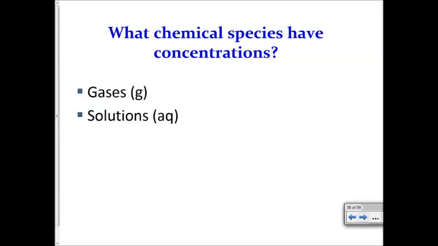Now, the chemical species that have concentrations are going to be gases and solutions. So there has to be a certain amount of particles in a given volume. So we're going to talk about why liquids and solids do not qualify under that particular definition. So gases and solutions are going to be ones that have concentrations.